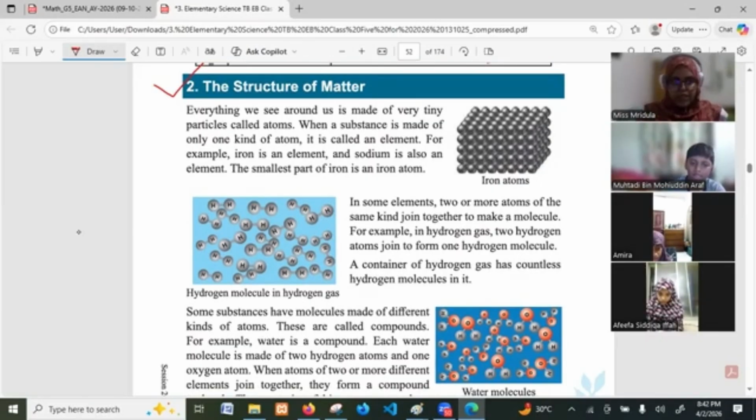Okay. Let's see the core of this chapter. This is the structure of matter. Everything we see around us is made of very tiny particles called atoms. As I said, all matter, whether it's a liquid like water or a gas like oxygen, has its own building blocks. The smallest building blocks possible in each of the elements or matters are called atoms. When a substance is made of only one kind of atom, it is called an element.